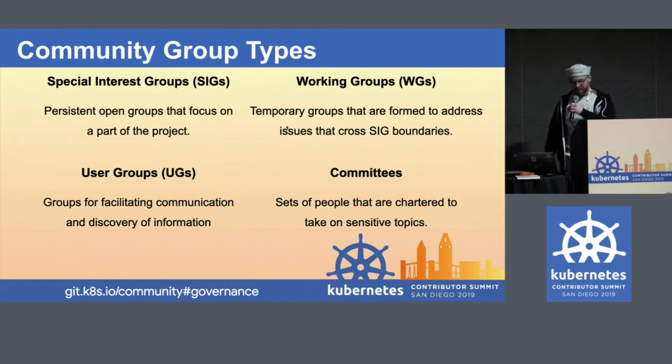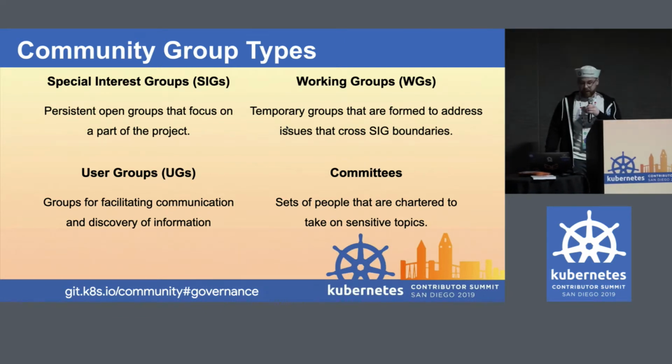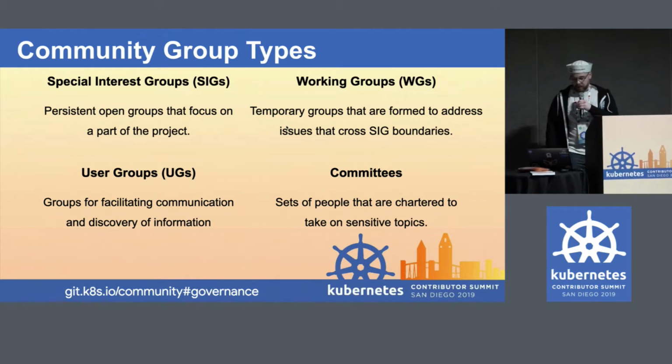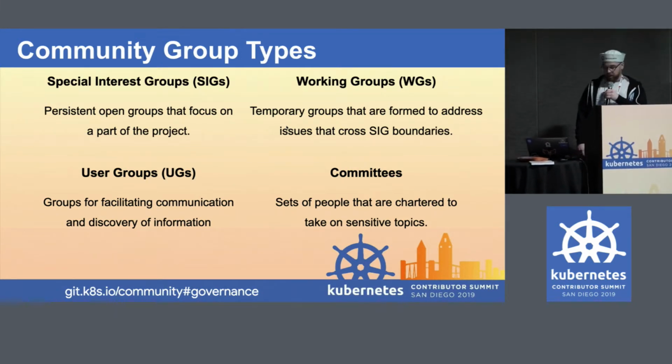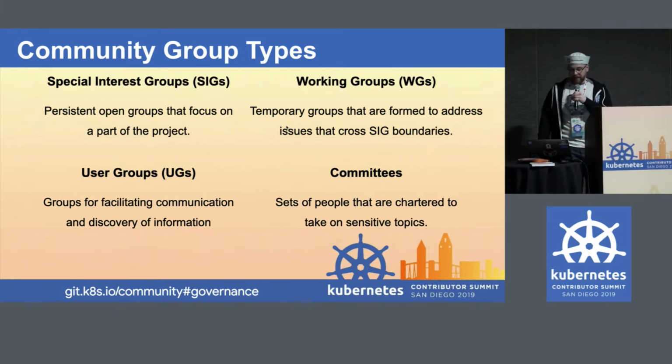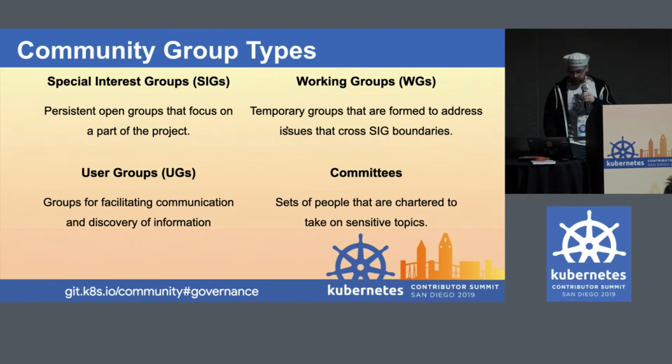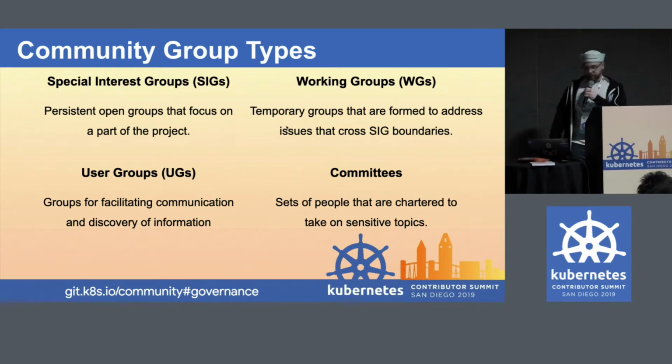Okay, sorry about that short delay. So the Kubernetes community is a very large distributed team of people. And to help wrangle that large team, we separate responsibilities and tasks into several different types of groups. The four here are special interest groups, working groups, user groups, and committees.